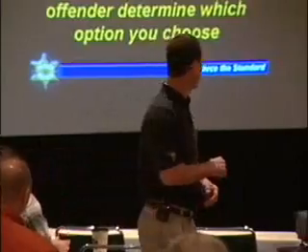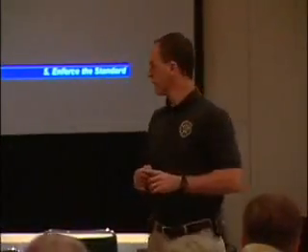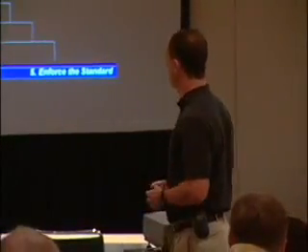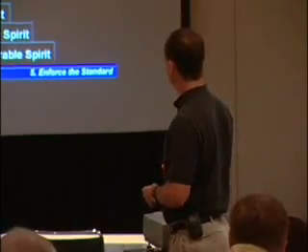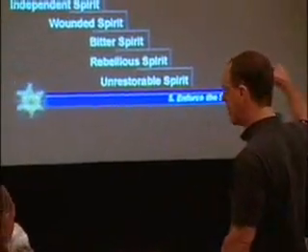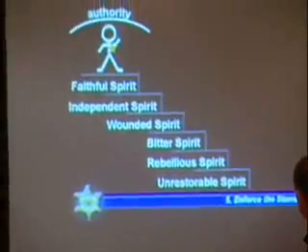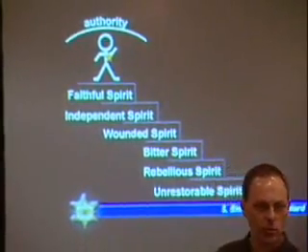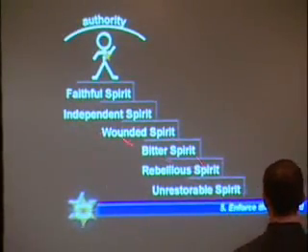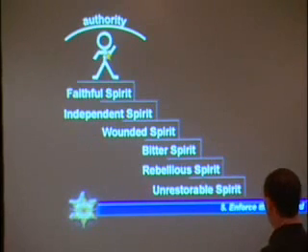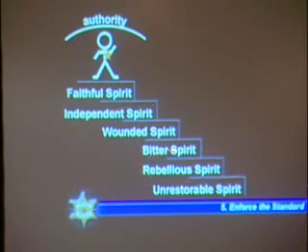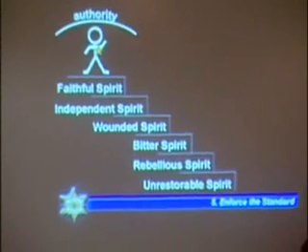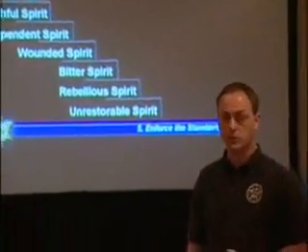So we use a model that looks kind of like this. Here's the officer underneath authority, the faithful spirit, and he starts to take these steps out. Typically, there's some stages in this degradation as an officer gets more and more out from under authority. The independent spirit: I don't need you telling me what to do. The wounded spirit gets their feelings hurt when things don't go their way. The bitter spirit now becomes angered and enraged. The rebellious spirit is now out for revenge, takes it out on others, and ultimately the unrestorable spirit that likes being a renegade and has no interest in being restored.